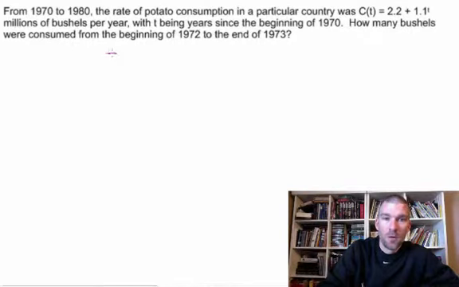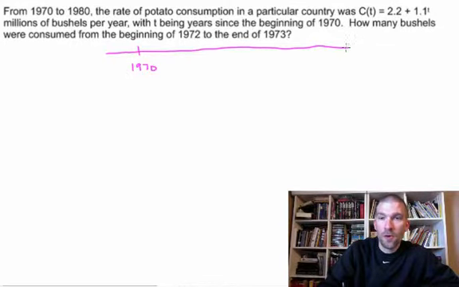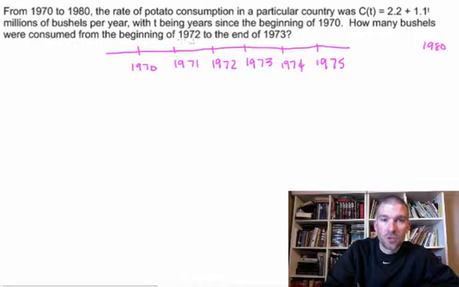So think about this for 1 second. We're on a timeline, and we're starting in 1970. Okay, and we're going all the way up here to 1980. 1980 is way over here, way up in the future someplace. We're looking at, for us, 1971. Nope. 1972. Yep. 1973. Yep. 1974. Okay. And then 1975. So these are the kind of years we're looking at. Here's the thing. We're looking at how many bushels were consumed from the beginning of 1972 to the end of 1973. Okay, so if we label these as years, we would have 0, 1, 2, 3, 4, 5.